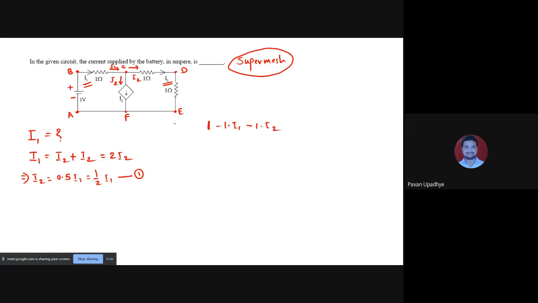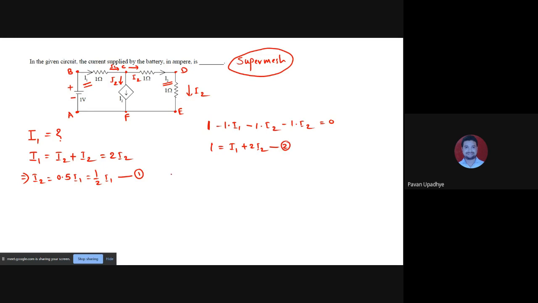I am moving from D to E. I2 is also moving from D to E. So minus 1 into I2. When I am moving from E to F, nothing is there. F to A, nothing is there. So this is done. This is equal to 0. So what I get is 1 is equal to 1 into I1 plus 2 into I2 plus 2I2. This is the second equation.